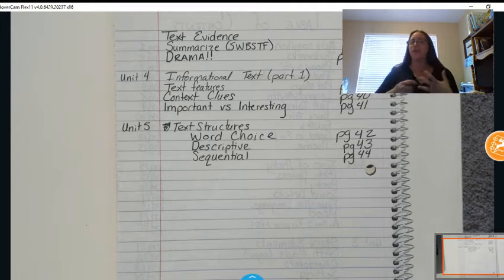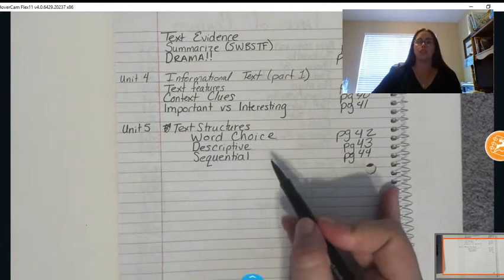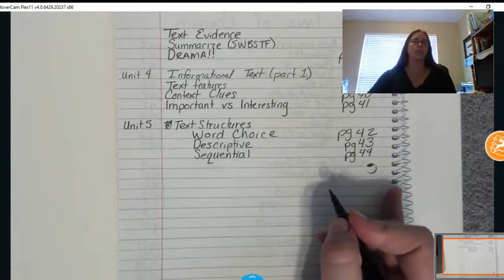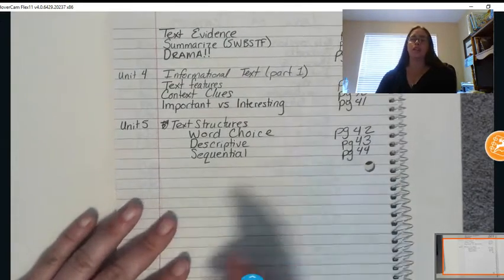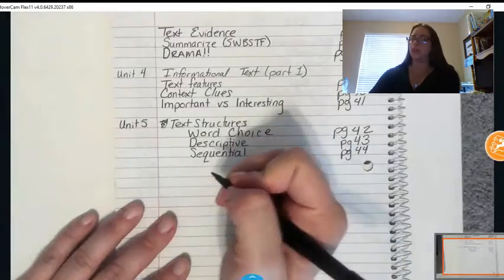Hey everybody, we are going to go ahead and continue on with our Unit 5 text structures. We have done word choice, descriptive, and sequential, and today we are starting in on the third of our 5 types of text structure. And today is going to be compare contrast.